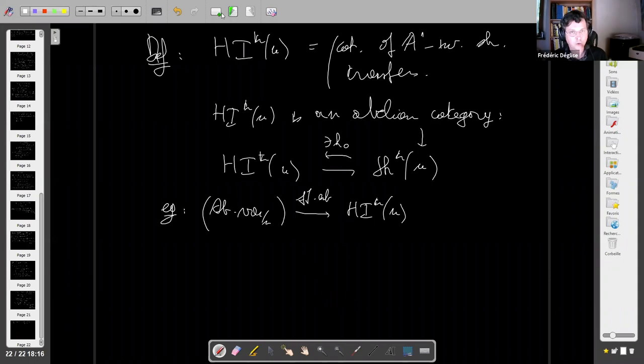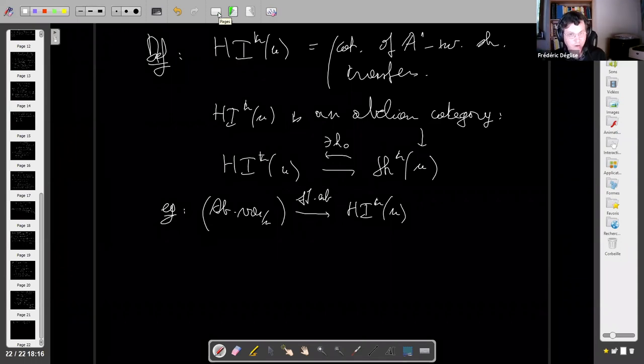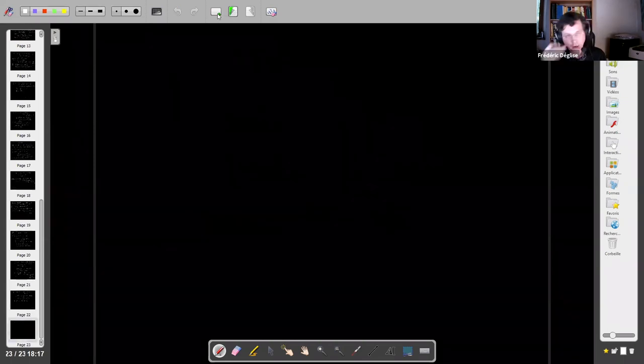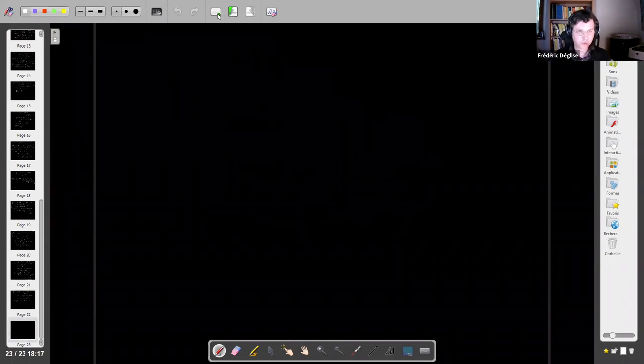Okay, so for today, I will just go into the category of homotopy invariant sheaves with transfers, and I'll reserve the motivic complexes for tomorrow. Okay, so I have a second theorem for homotopy invariant sheaves with transfers to state, and this uses a very famous construction, the minus one construction.